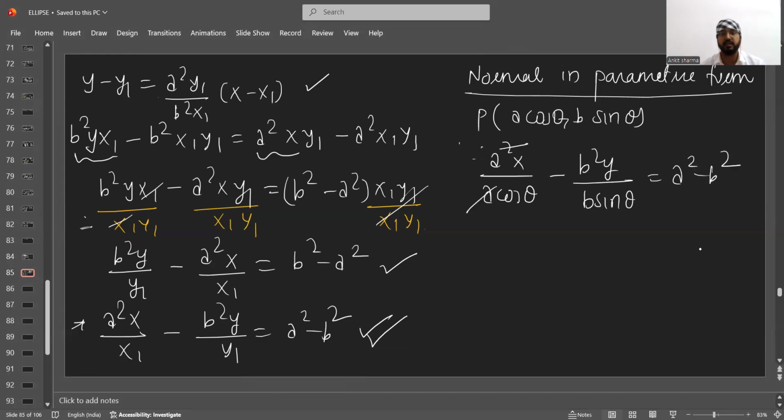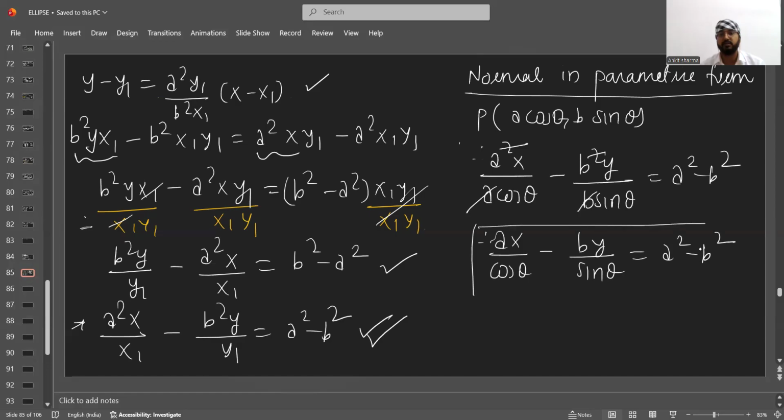So this a and this a cancels. This b and this b cancels. So I get ax by cos theta minus by by sin theta is equal to a square minus b square. So this is the equation of normal. In parametric form, this is the equation of normal at point P.